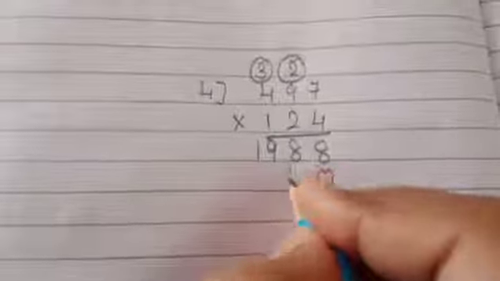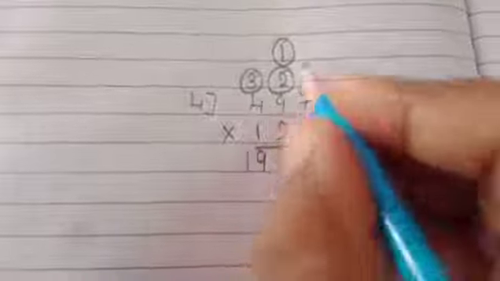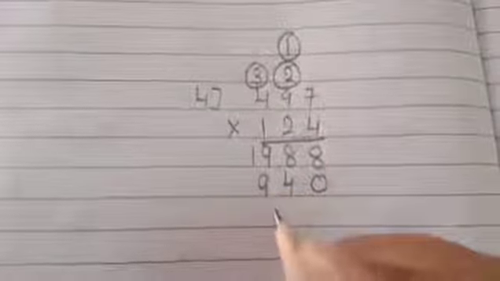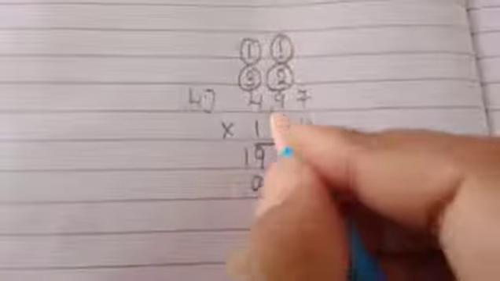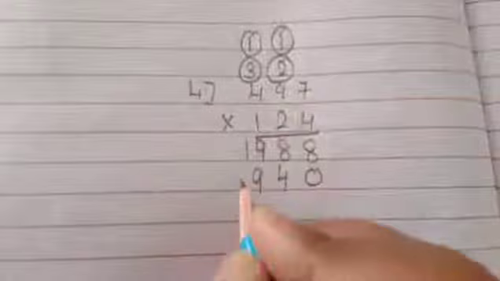Now 2 7s are 14. So 4 we will write down. 1 will be carried over. So 2 9s are 18. 18 plus 1 19. So 9 we will write down. 1 will be carried over. Now 2 4s are 8. 8 plus 1 9.